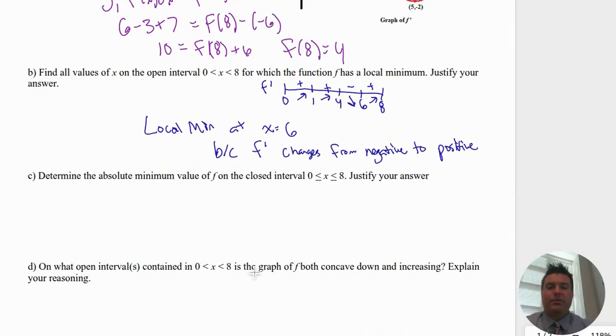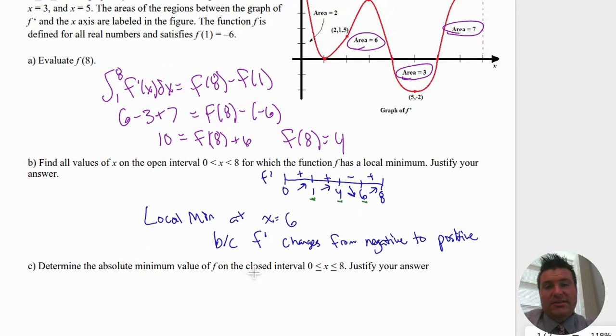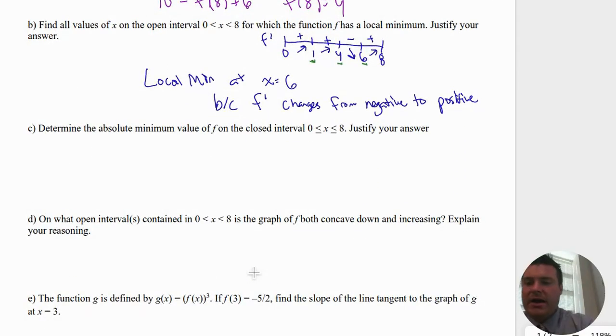So I have critical points here, I'm looking at my sign chart right here. I have critical points here at 1, 4, and 6. I'm not going to consider all of them. Since I want the absolute min, I'm only going to consider local mins. So I only care about endpoints and local min. So as I'm doing this problem, I'm going to consider 0, I'm going to consider 6, I'm going to consider 8.